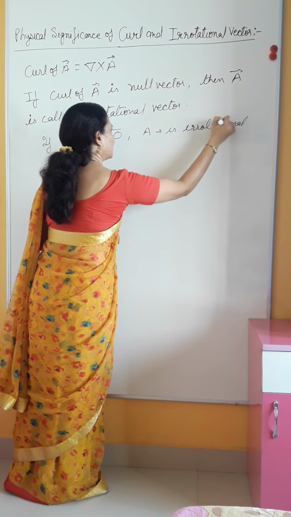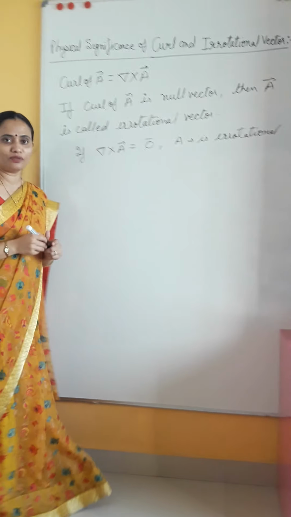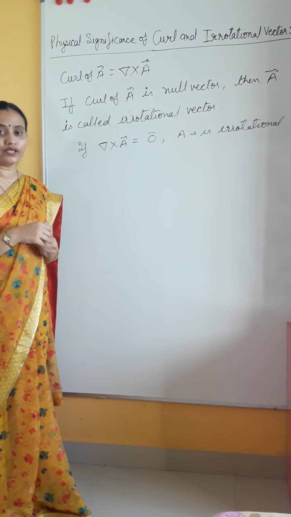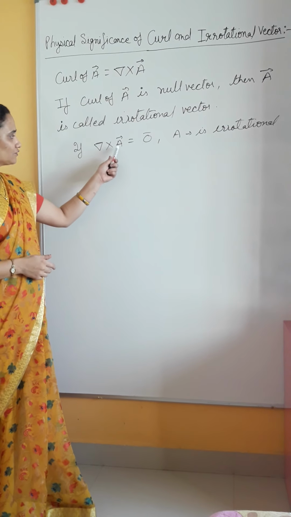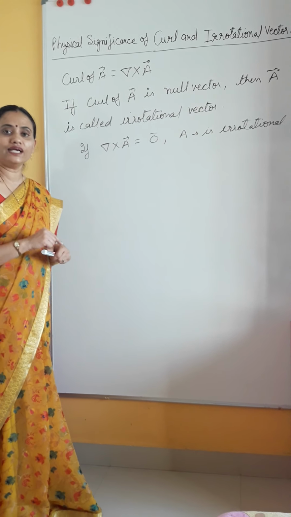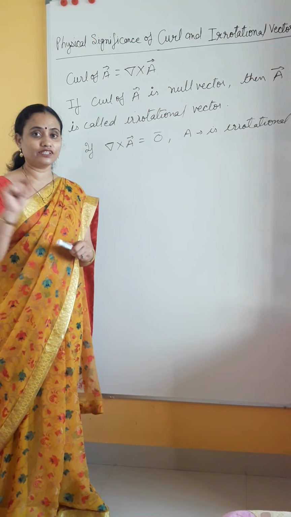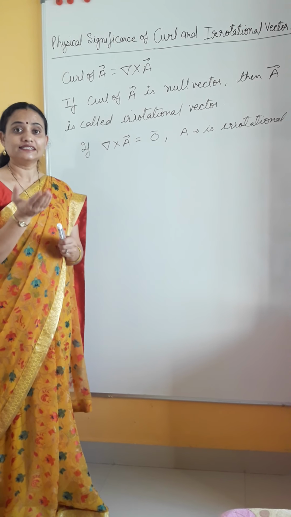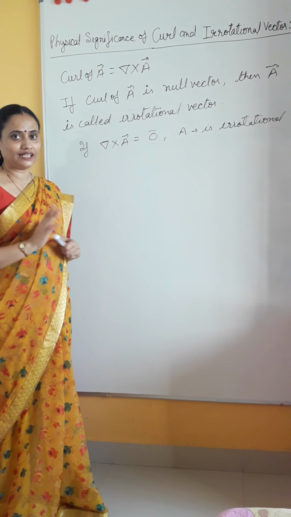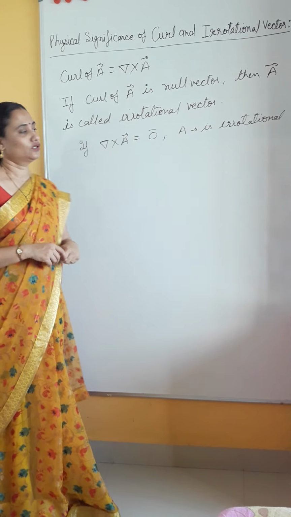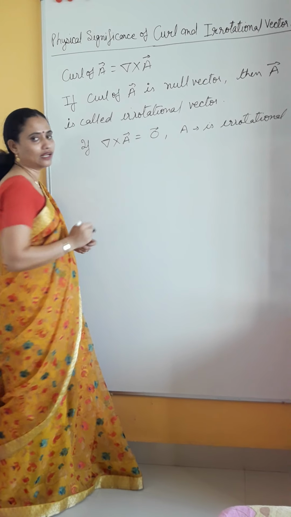So this is the simplest one. I hope it's very easy to remember that if curl becomes 0, that means rotation becomes 0, turn becomes 0. That is why such vectors are known as irrotational vectors. Remember, in divergence we just wrote if divergence of A is 0, because divergence of any vector function is a scalar value. So there if we write 0, that is correct, but here we should write null vector. Okay, so this is the symbol for null vector.